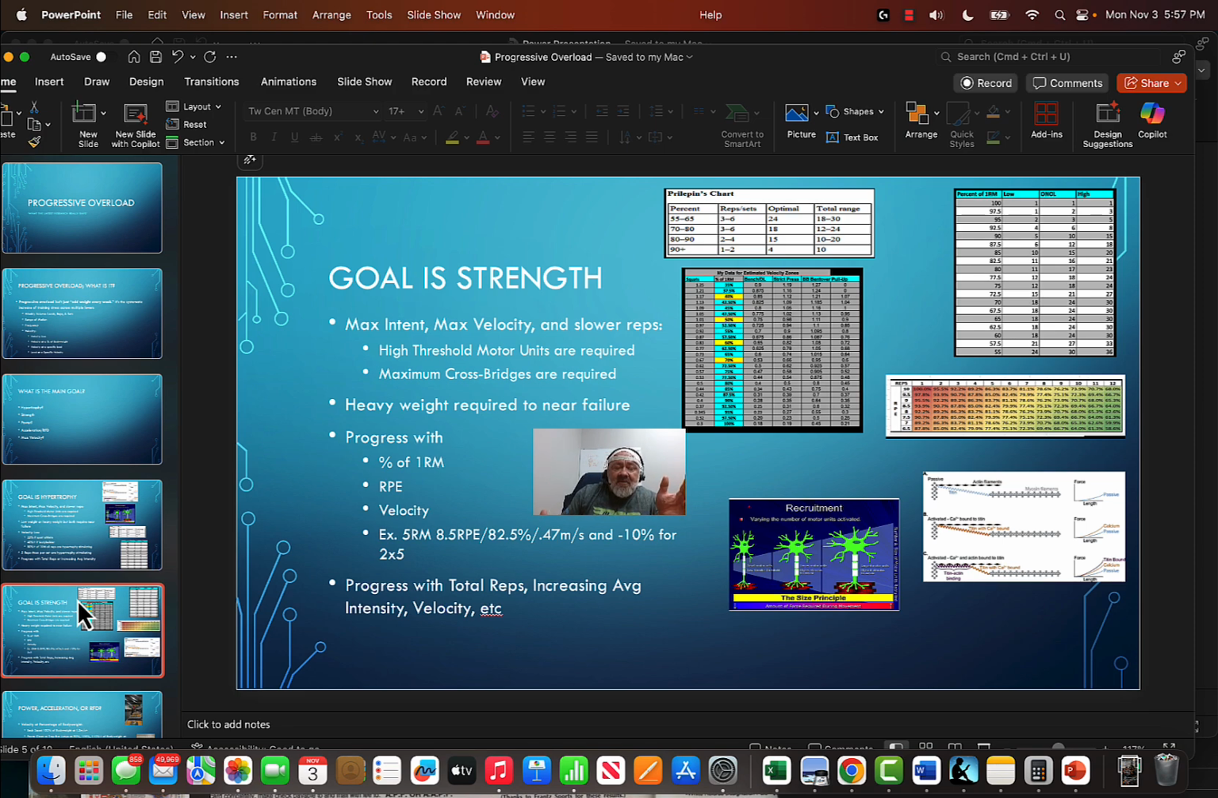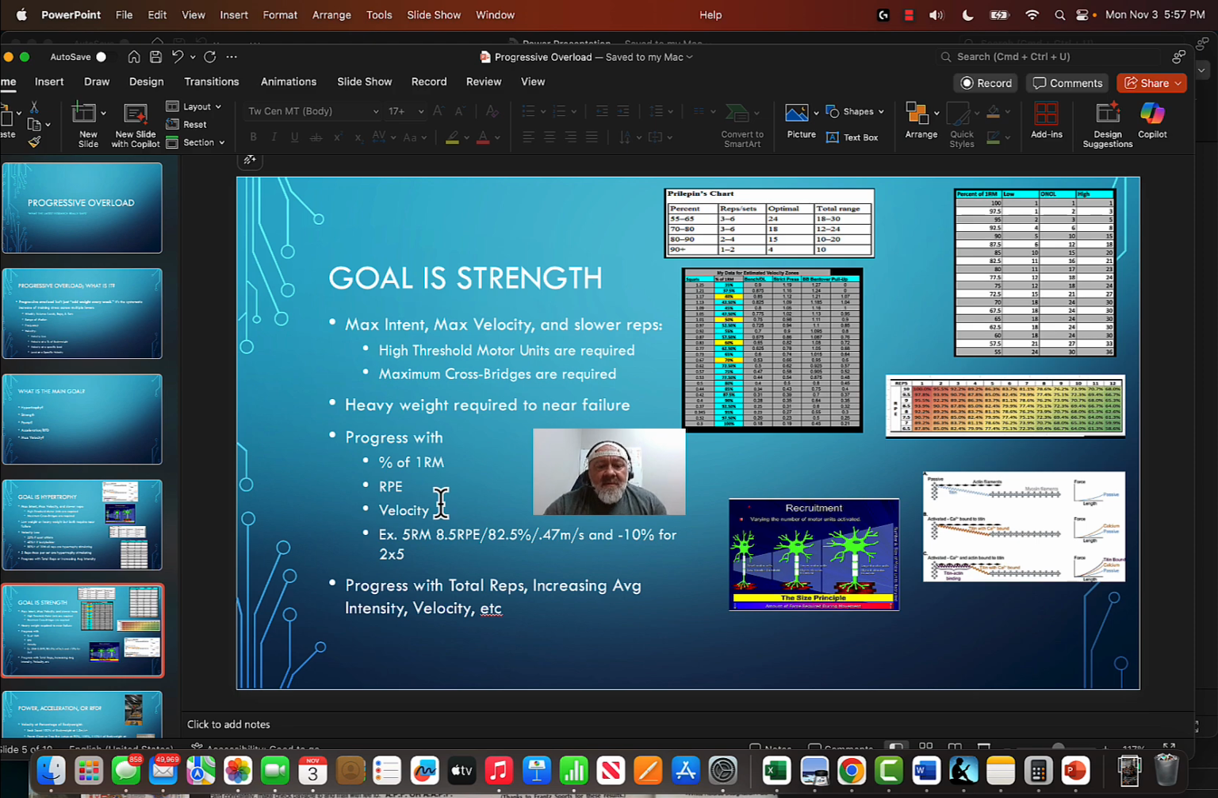And so when you're talking about being strong, you want to recruit those high threshold motor units all at once. And so you need the heavier weight. So I progress those with the percentage of 1 RM, with RPE, with velocity.